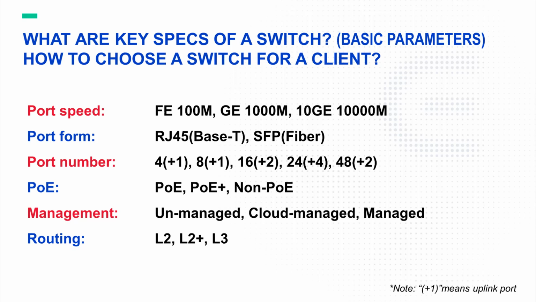The second thing we need to take care of is the port form, whether it's an RJ45 type of port which the customer needs, or whether it's an SFP optical port. Then we can also see how many ports they want. Do they want 4 plus 1? Plus 1 means that 1 is uplink and there are 4 normal downlink ports.